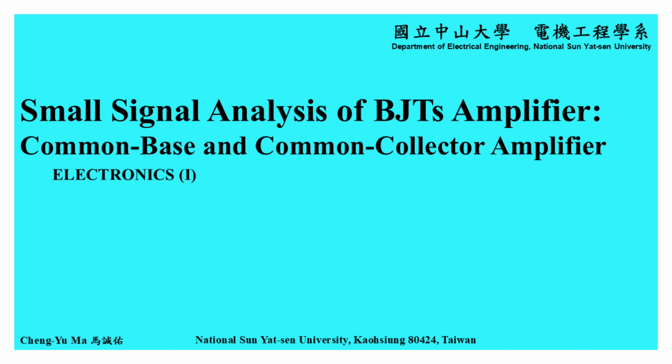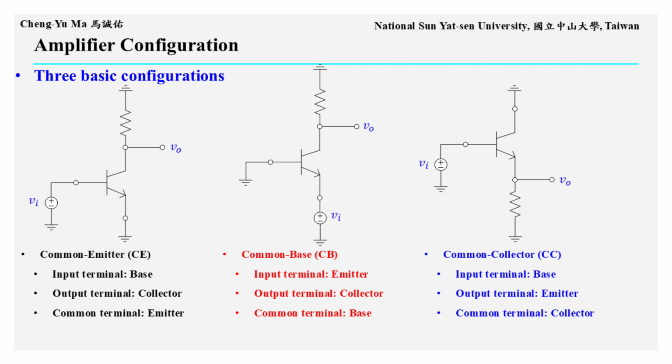Hello, everyone. In this section, we will introduce small signal analysis of BJT amplifiers, focusing on the common base and common collector amplifier configurations. In the previous section, we discussed the CE amplifier among the three basic BJT amplifier configurations. In this section, we will continue with the other two configurations, the common base amplifier and the common collector amplifier.